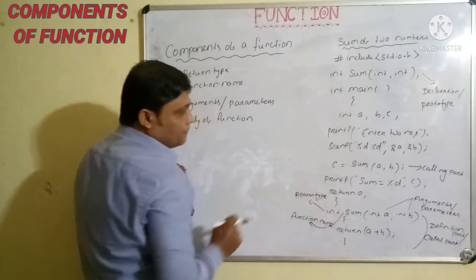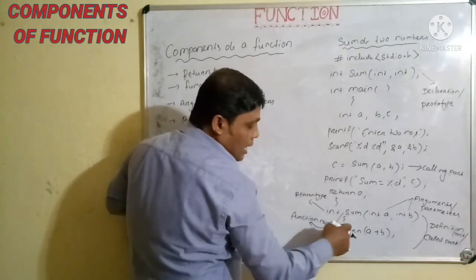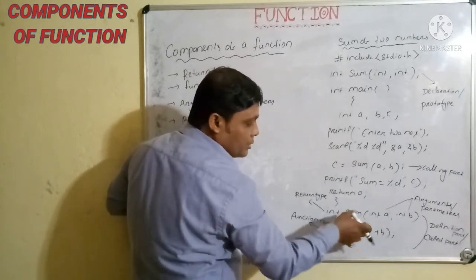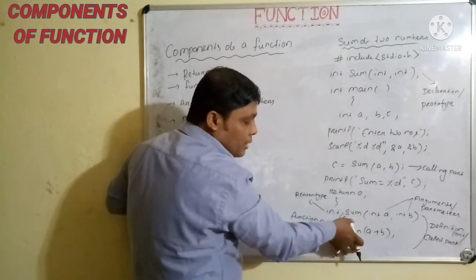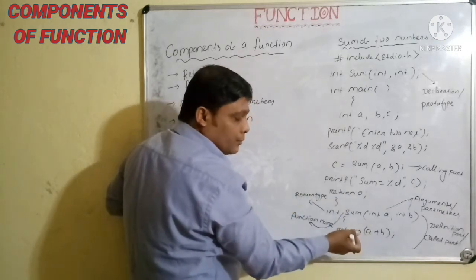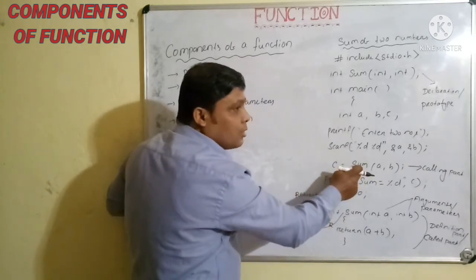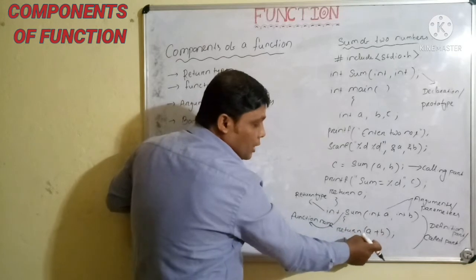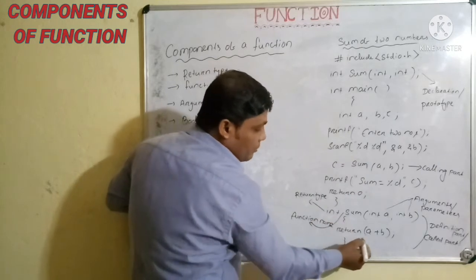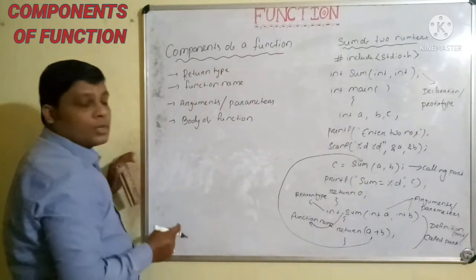Clear? Now see, return type: after execution of all statements under this definition part, it will return some value, or if the return type is void, it will not return anything, only the cursor will be returned. To which place? To where it is called. So if it is returning some value, it will return that value to the place from where it is called. Understood?